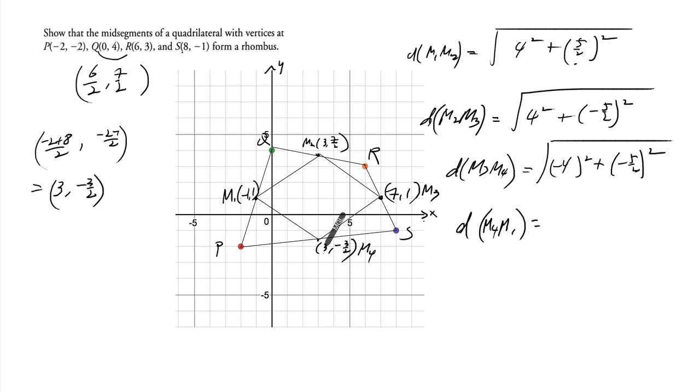Lastly, it's just going to be negative 1, negative 3. That's again negative 4 squared. 1 minus this is going to be a positive 5 over 2 squared. So clearly they're all the same, and that proves that it's a rhombus.